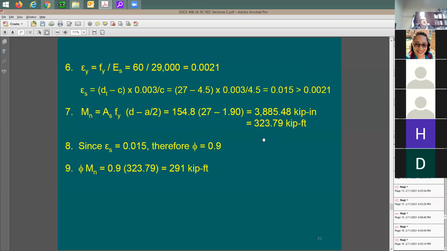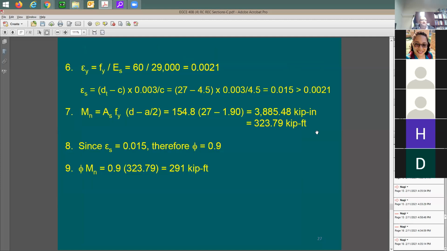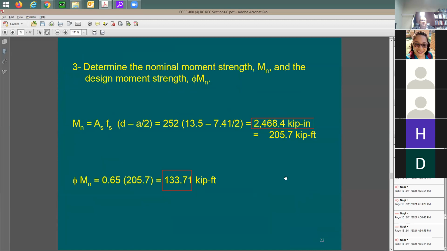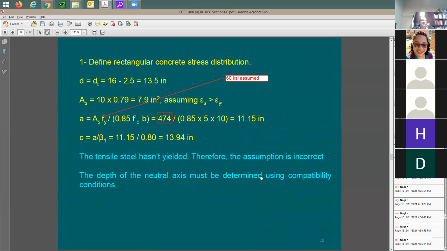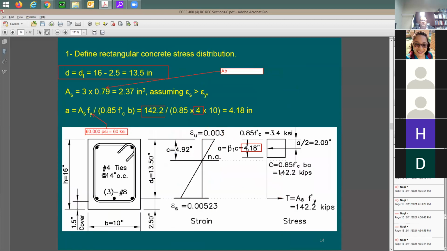All right. Now let's touch also another point here, which is the minimum reinforcement. Now you have seen that I used here 2 number 8 in this problem. And in the first example, I put 3 number 8. Now, is there a minimum required by code to add there? Is there a maximum? I'm going to say no maximum.